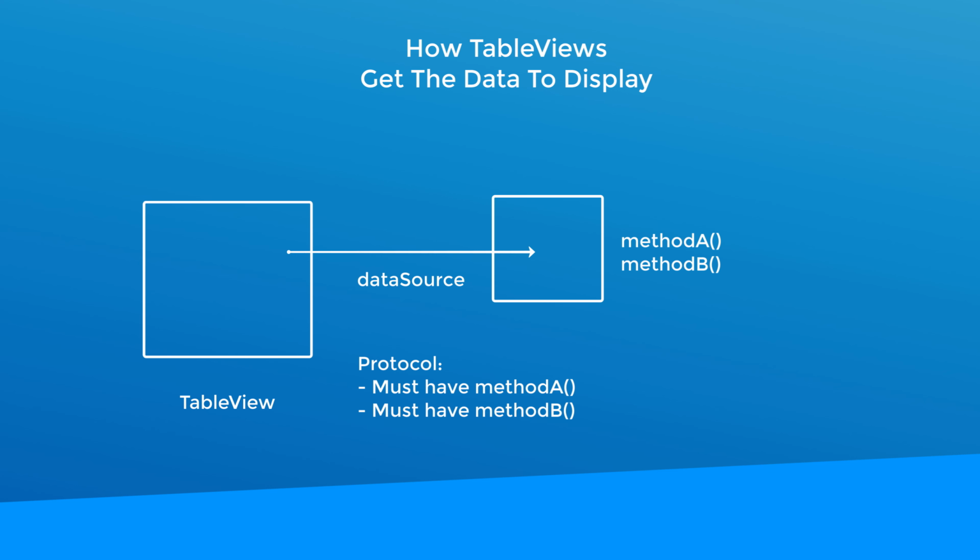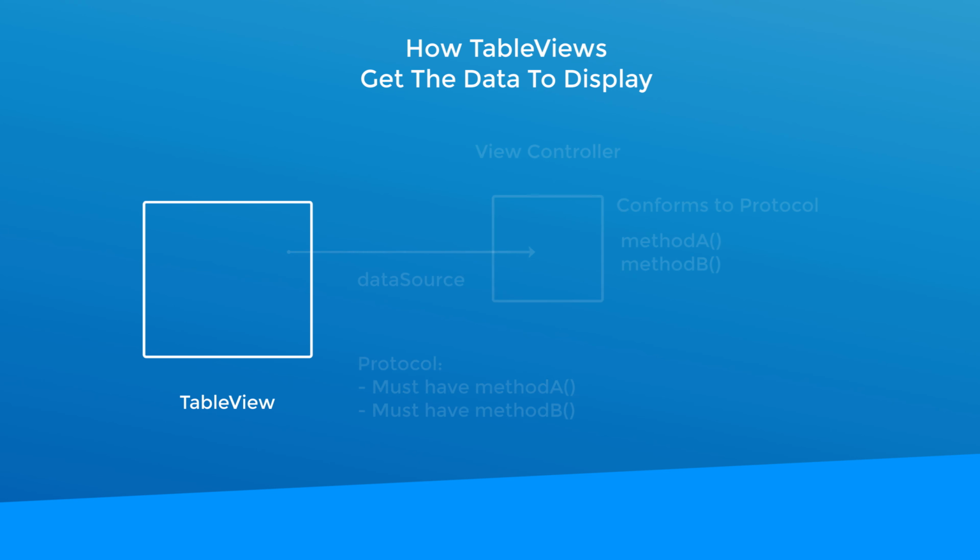Whoever assigns itself as the data source must also declare that they follow the protocol. And the protocol enforces that the data source will have the specific methods that the table view requires to call. What we're going to do is have our view controller declare that it conforms to the protocol. And conforms is just a technical term to say that it follows the protocol. And now that our view controller conforms to the protocol, we're going to set it as the data source for the table view. Finally, we're going to make sure that the view controller actually has the methods that the table view needs to call. Now I hope that all makes sense.